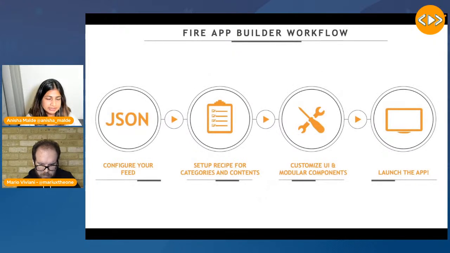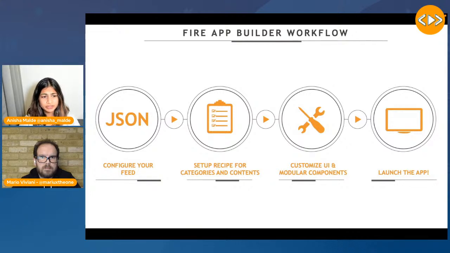So what are the steps to customizing the app? Firstly, you want to start by configuring the feed. And in order to configure the feed, what we have is a configuration called recipes. And these describe the structure of your content and categories in the feed so that Fire App Builder can understand them and parse them.